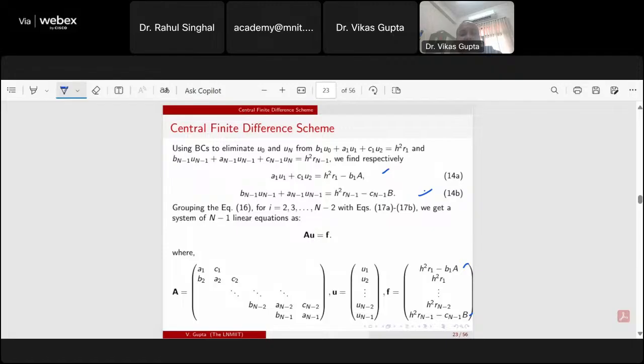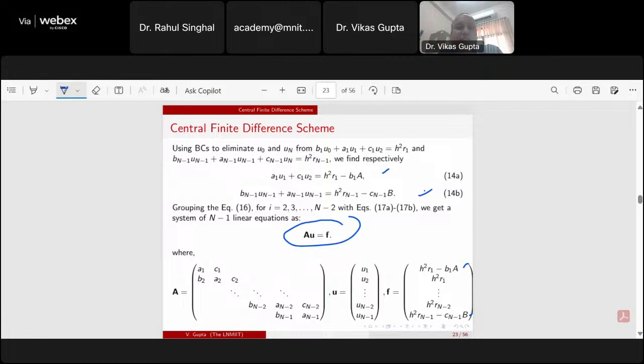Now, our ultimate aim is to discuss the solvability of this system of equations AU equal to F. We know that the system is solvable if A is a non-singular matrix. Am I right?